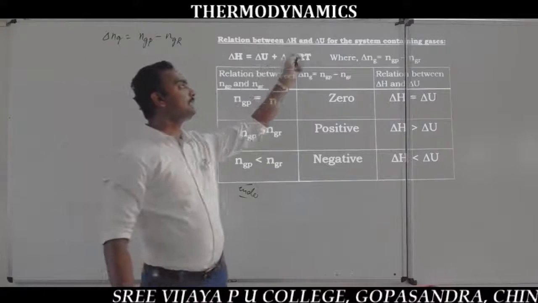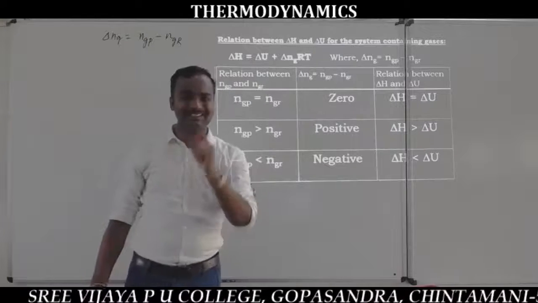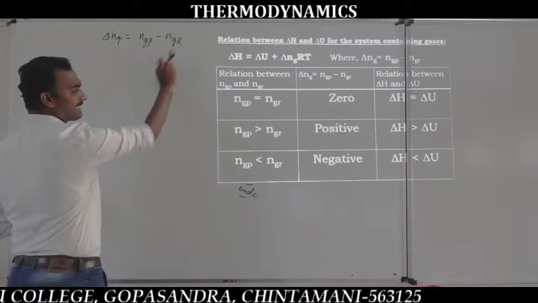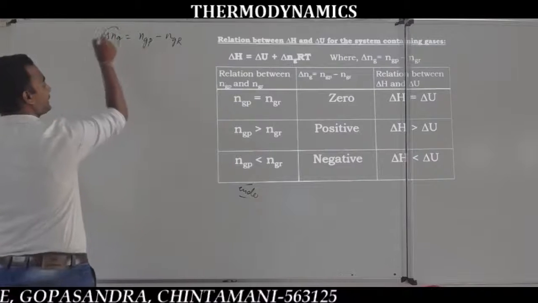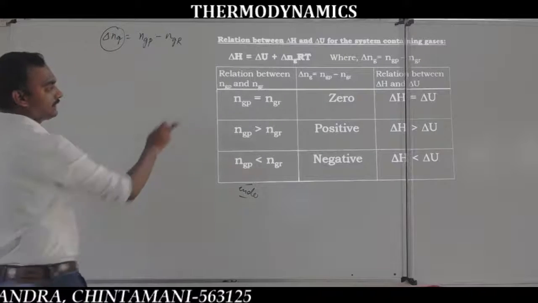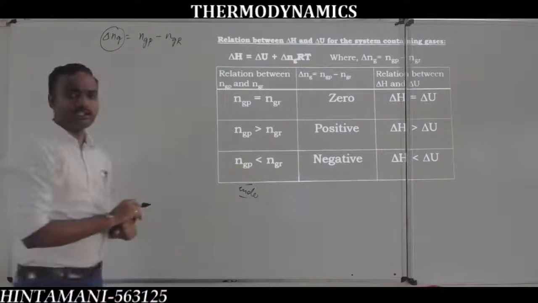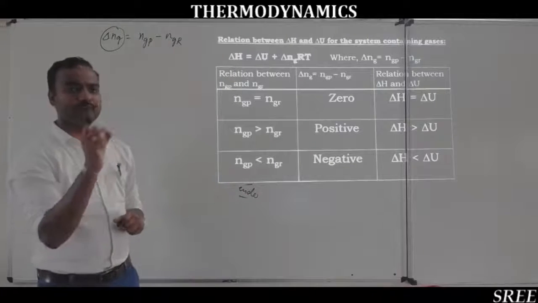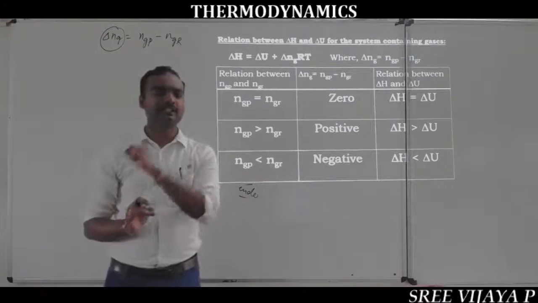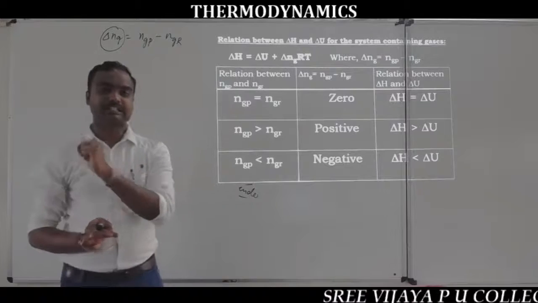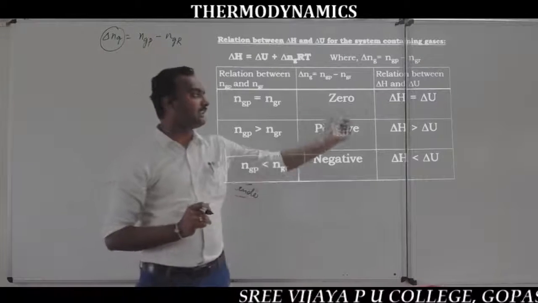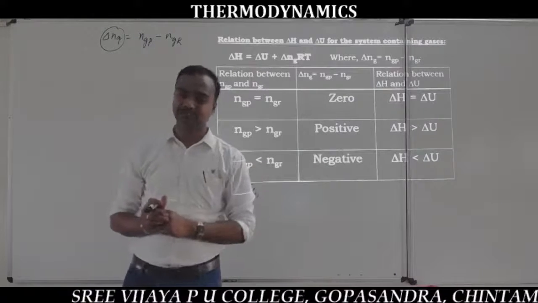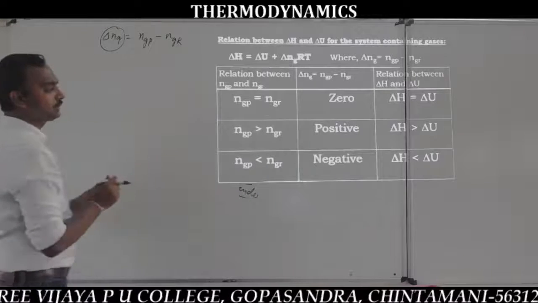So I can now write the relationship for a system containing gases: number of moles of gaseous products minus number of moles of gaseous reactants. Based on this, we get the delta Ng value. Once we know the delta Ng value, we can easily write the relationship between delta H and delta U. It is a usual question in competitive exams: for the following reaction, the relationship between delta H and delta U is asked. The options could be delta H equal to delta U, delta H greater than delta U, or delta H less than delta U. With options given, you have to check.